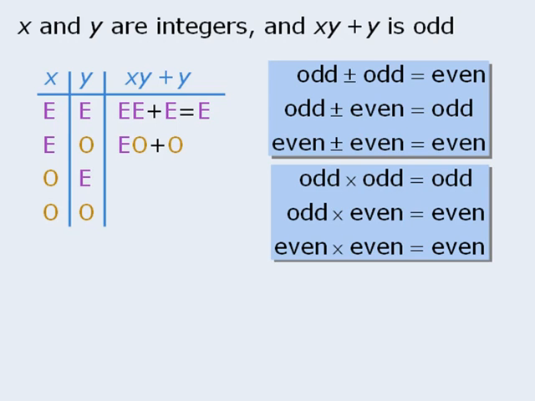For the next case, we'll plug in e's and o's for the even and odd numbers. When we apply our rules, we see that the expression evaluates to be an odd number. We'll follow the same steps for the other two cases as well. So we now know the outcome in each of the four cases.